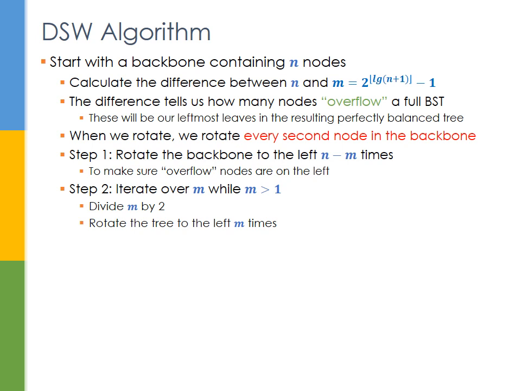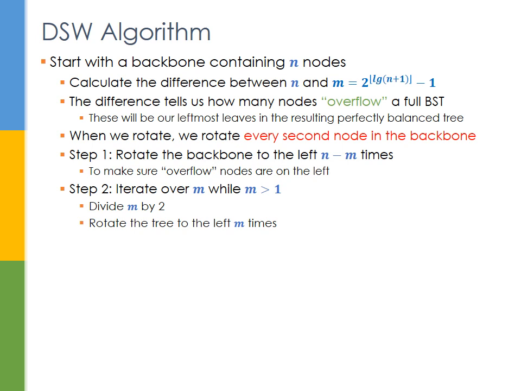So this difference will tell us how many overflow nodes there are, and these nodes will then be rotated such that they are the leftmost leaves in the resulting perfectly balanced tree. Now, what's important to note here is that whenever we perform a left rotation, we rotate every second node in the backbone, and we'll illustrate how this is done in an example that we'll work through in a moment.